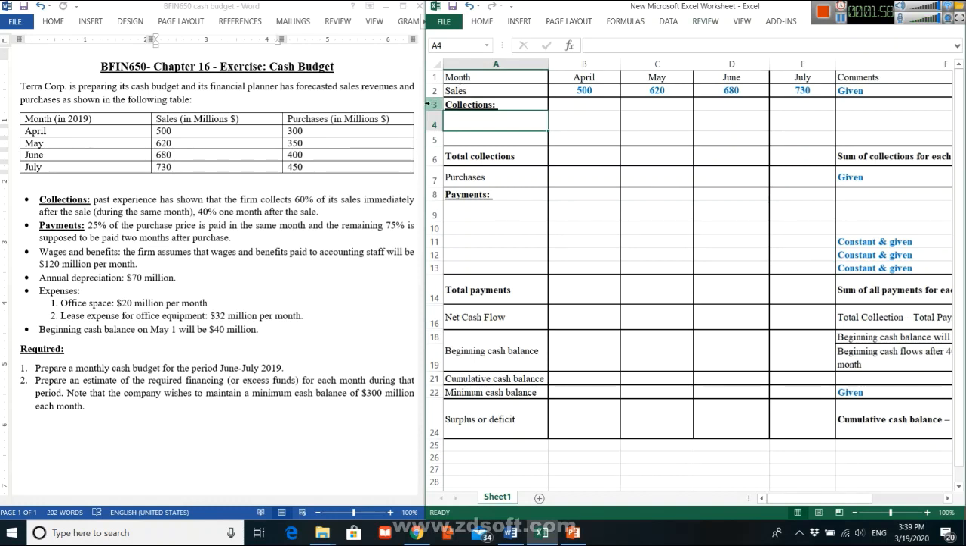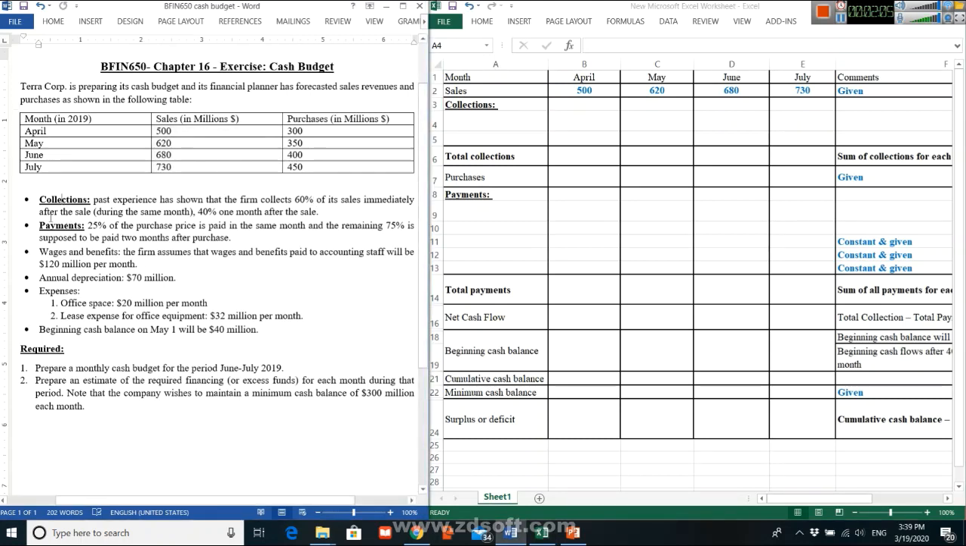Let's see the third row, which is concerned with the collection. So let's read this sentence. The past experience has shown that the firm collects 60% of its sales immediately during the same months. So 60% of the 500 are collected during the same month, so in April. However, the remaining 40% are collected 1 month after the sale, so they will be collected during May.